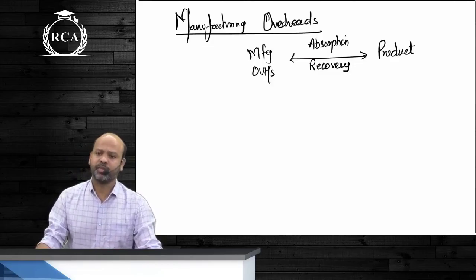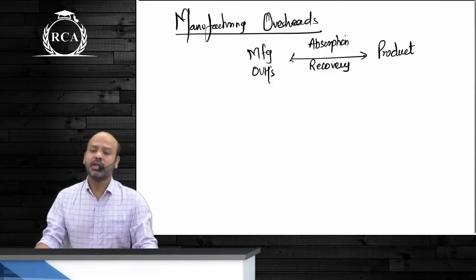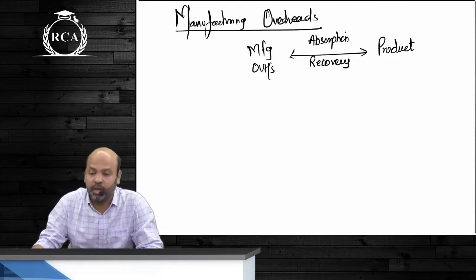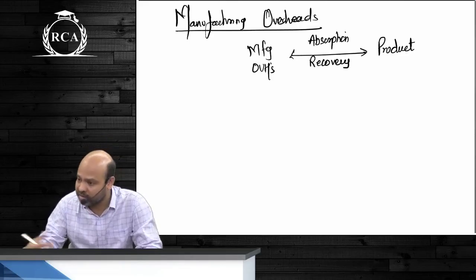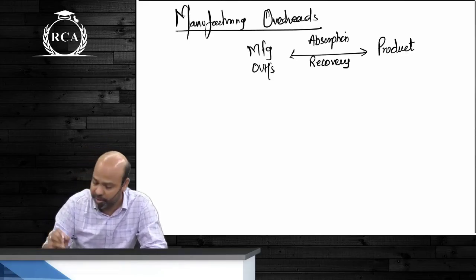Sachin, जोर से बोल. The modern method, guys, is activity based costing. That's another chapter which we will do later. Abhi ke liye traditional method.